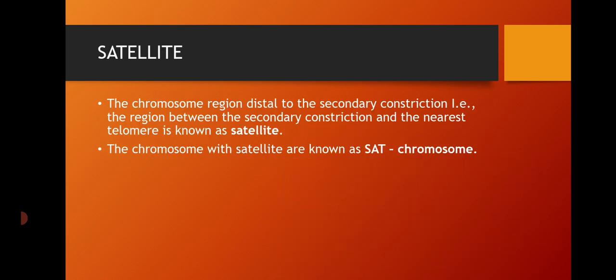The next one is the satellite. The chromosome region distal to the secondary constriction, for example, the region between the secondary constriction and the nearest telomere, is known as the satellite. It is an elongated segment that is sometimes present in a chromosome at the secondary constriction. Chromosomes with satellites are known as SAT chromosomes.